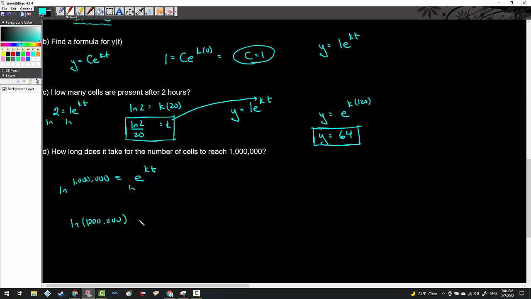ln of 1,000,000 equals kt. And now I'll divide by k. Again, k is this number right here, so keep that in mind. So what I've got is the calculation of all of this. And when I calculate all that, I end up with 150.41 hours.